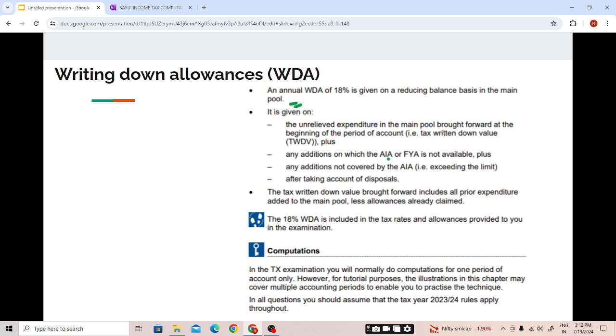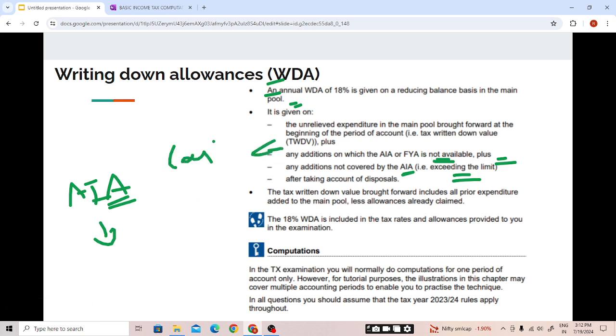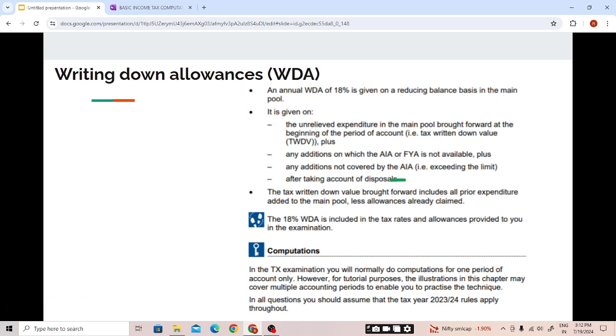Any addition on which the AIA or FIA is not applicable. If AIA and FIA is applicable, this is an allowance, we have already taken it. If any excess amount or on which AIA and FIA is not available, on that WDA will be available. Plus any additions not covered by the AIA, that is exceeding the limit which we have exceeded. Any addition on which FIA is not available, like car CO2 emission of 1 gram per kilometer to 50 gram per kilometer, and any addition not covered by the AIA limit of 1 million pound after taking account of the disposal.